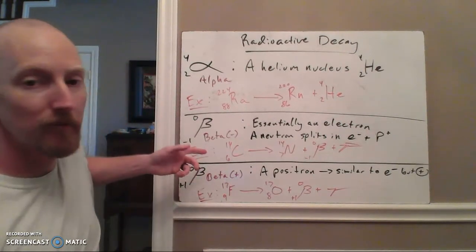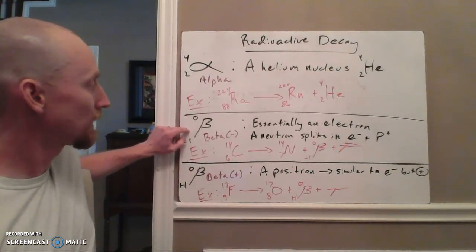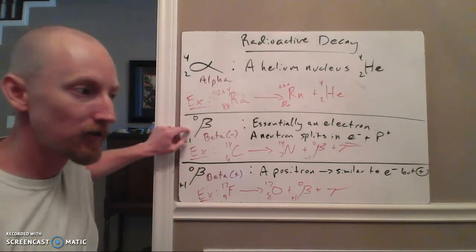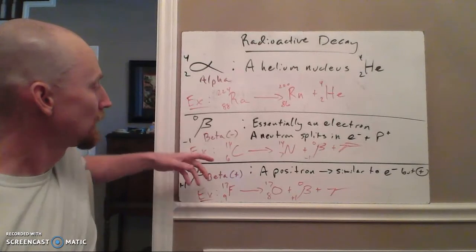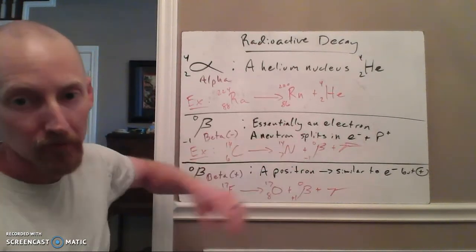You have 2 types of beta. Most of the time we just see one. This is negative beta, and essentially this is an electron that comes flying out. What you end up with is it's a neutron that splits essentially.